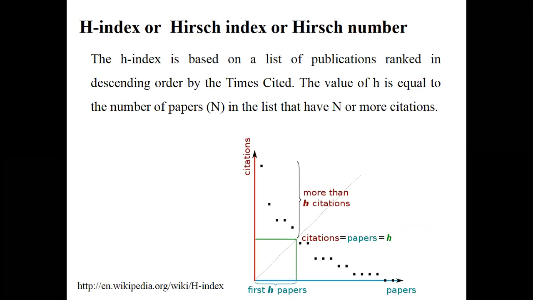The H index is based on a list of publications ranked in descending order by the times cited. The value of H is equal to the number of papers in the list that have H or more citations. Here we have a graph that explains how the number of papers and citations are equally proportional for calculating the H index. Suppose a researcher has 20 research papers, and the top 5 papers have 5 citations each, then the H index will be 5. If the top 10 papers have 10 citations, then the H index should be 10.